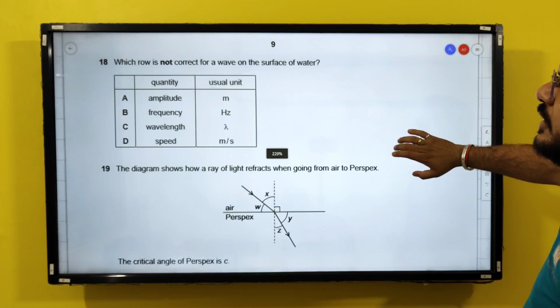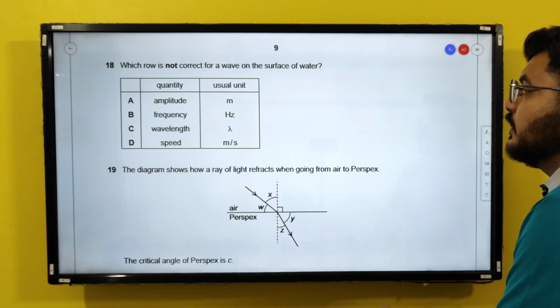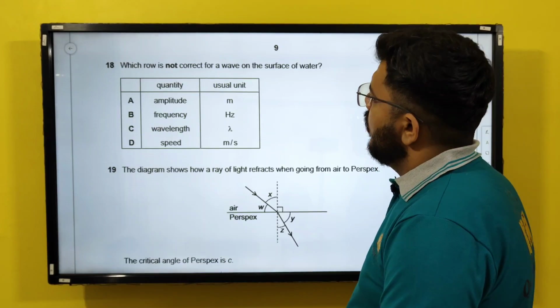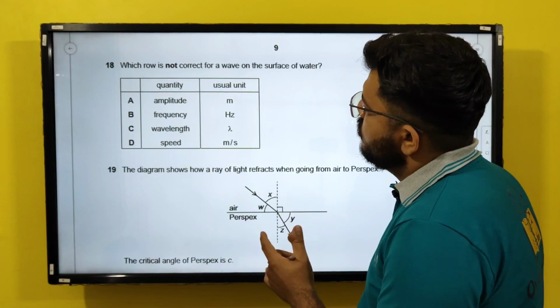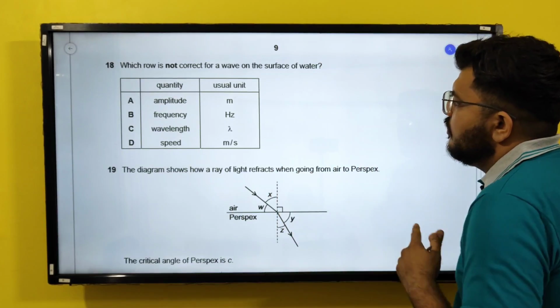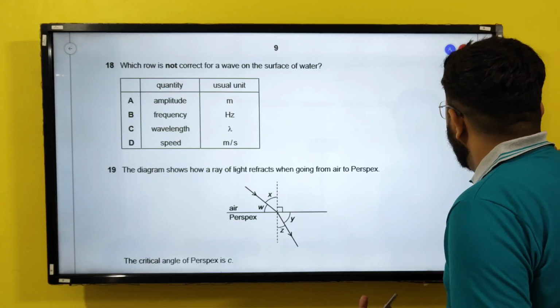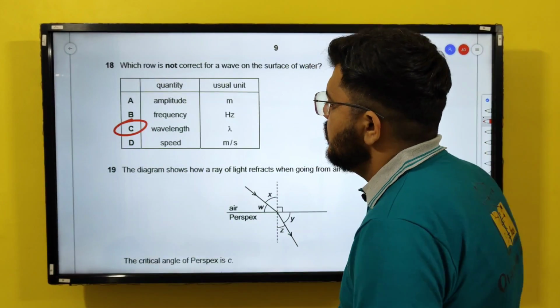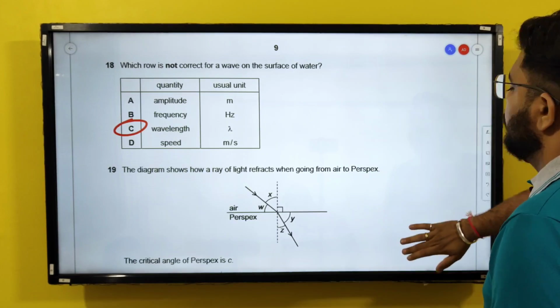Then you have question 18. Which row is not correct for a wave on the surface of water? Quantity, amplitude, usual unit, meters. Frequency and hertz, wavelength and lambda. Lambda is not a unit, it's actually just a symbol. So answer is option C.